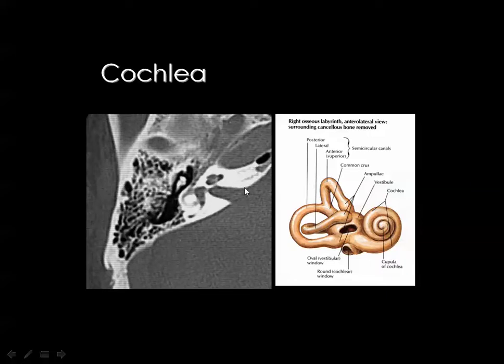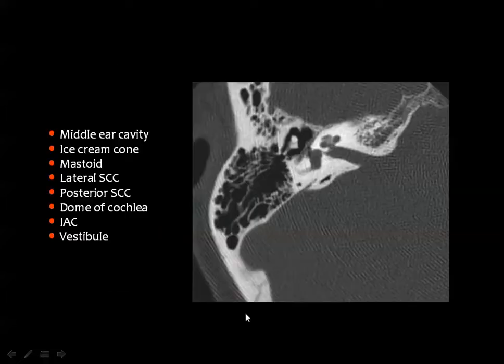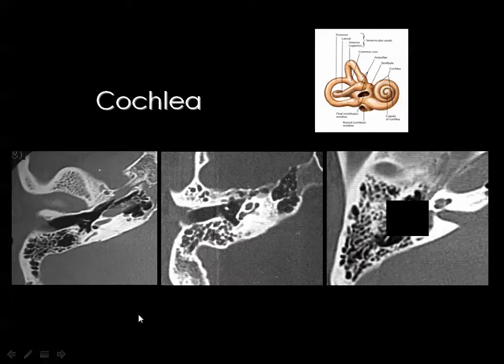And if you look carefully, this is the internal auditory canal, and you will see a small canal coming from the internal auditory canal to the cochlea, and this is the canal for the cochlear nerve. Then once more, this is the lateral semicircular canal, the vestibule, the posterior semicircular canal, the dome of the cochlea, the canal for the cochlear nerve, and the internal auditory canal. Also, you can appreciate the ice cream cone and the middle ear anatomy.